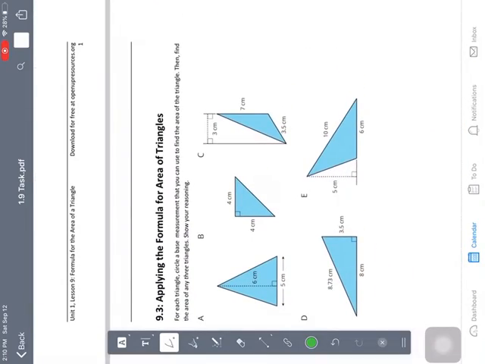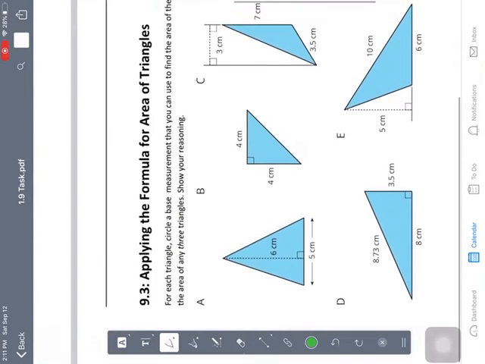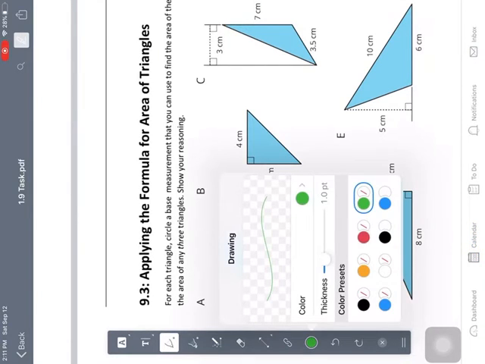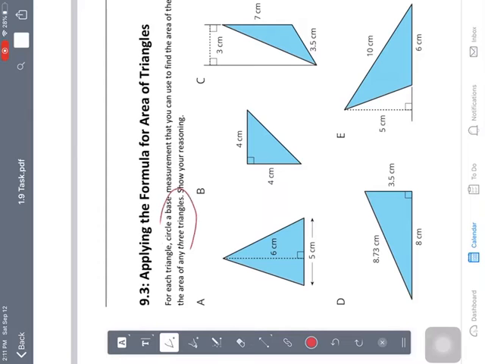Now we have triangles that are not on the grid, and we still got to solve those. So for this one, however, you only have to choose 3. You only have to do 3. I'm going to go ahead and circle that so you guys can see it, but you only have to do 3 triangles. I don't care which ones. You can choose any 3. So I'm going to, just for an example, choose example B.